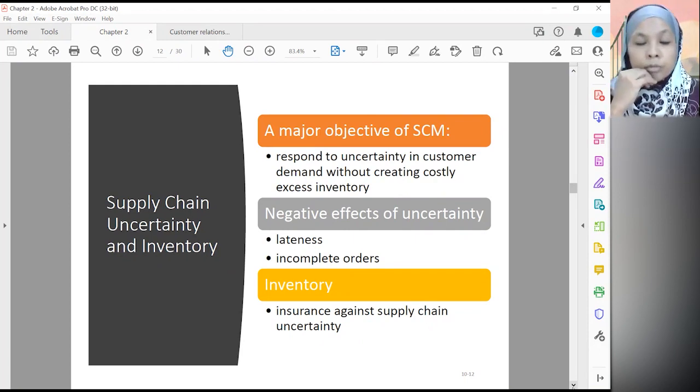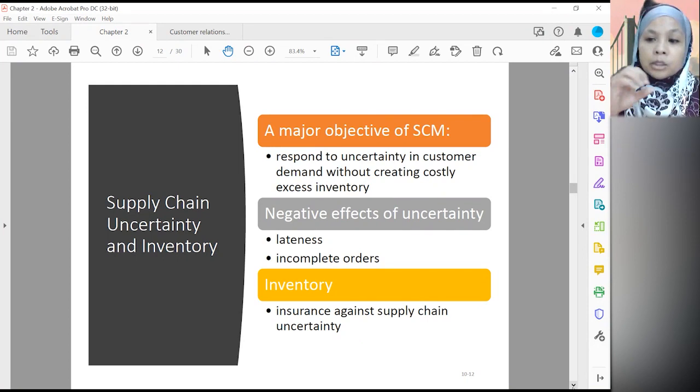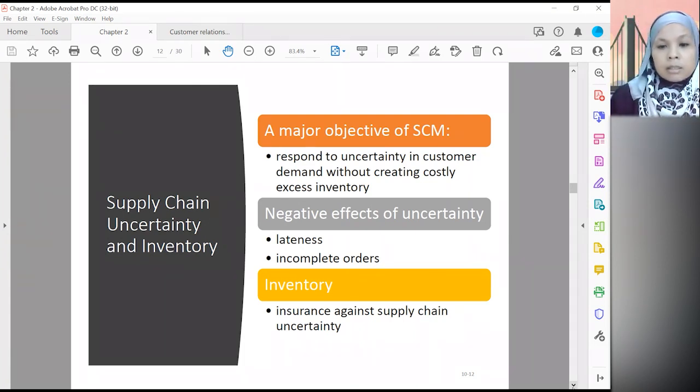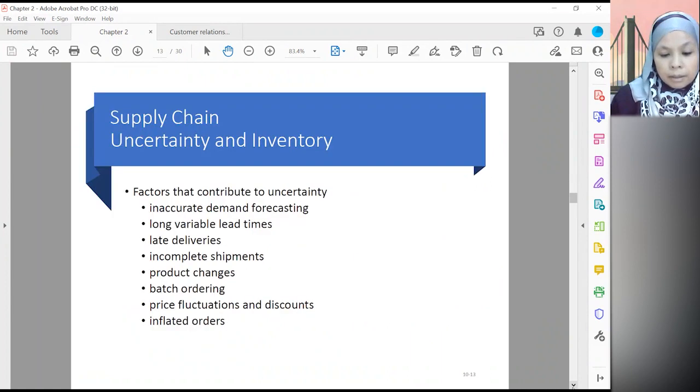And also because you are not ready to deal with the changes in your supply chain, therefore you have a lack of inventory perhaps, but somehow there's insurance against supply chain uncertainty. Okay, so when we talk about uncertainty, there are many factors that can cause uncertainty in the supply chain. Inaccurate demand forecasting, like what we talked about just now, and then long variable lead times.